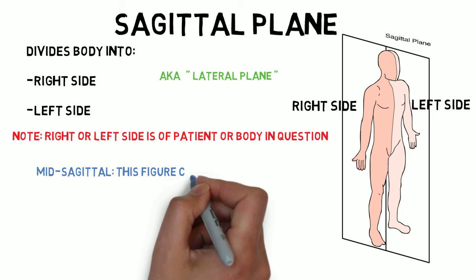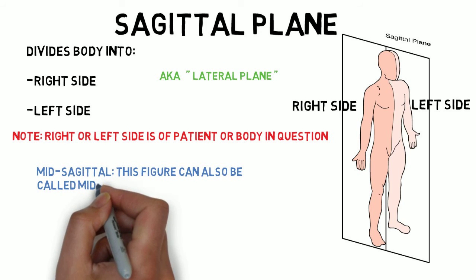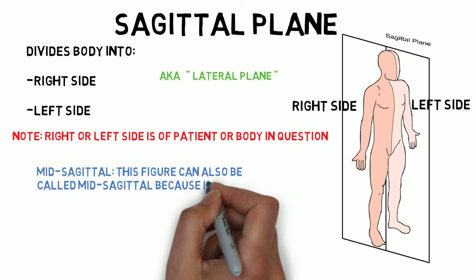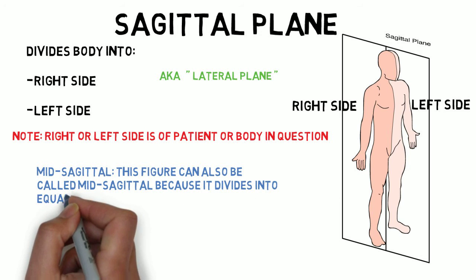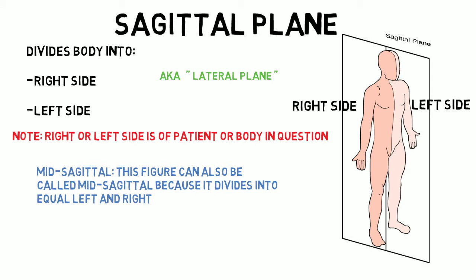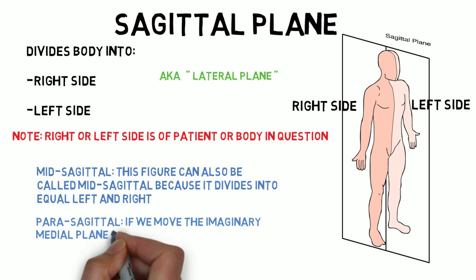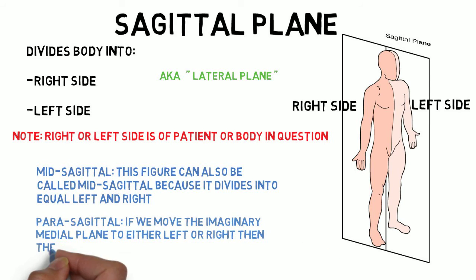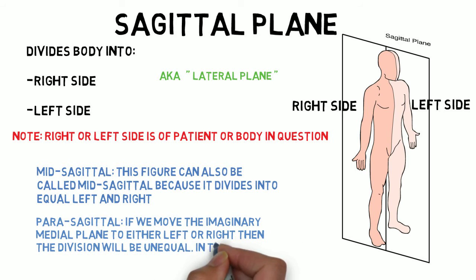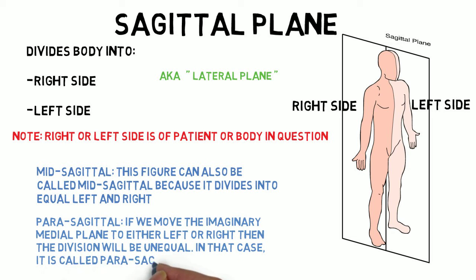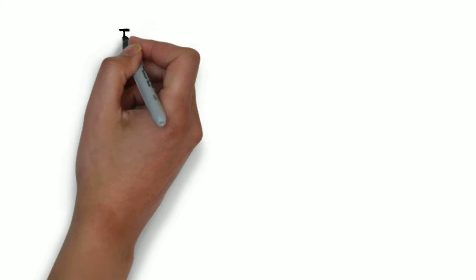Now this is also known as the mid sagittal because this is exactly in the middle part of the body that you are dividing into right and left equally. Okay, so this is mid-sagittal, and for the parasagittal, if you move that imaginary line towards your left or right, then the division will be unequal. So that would be known as parasagittal.